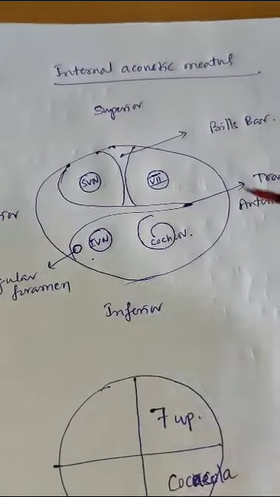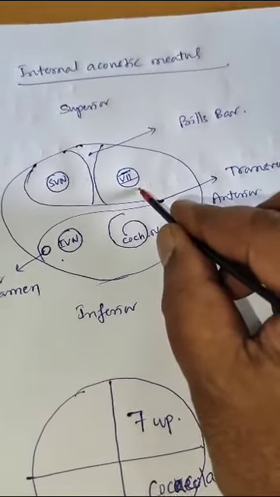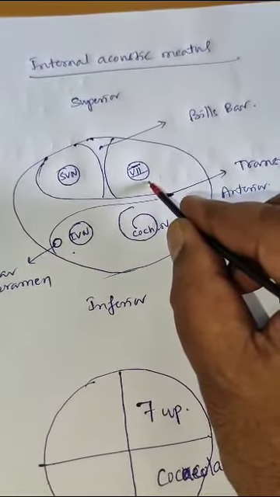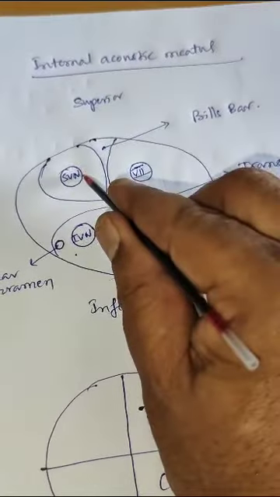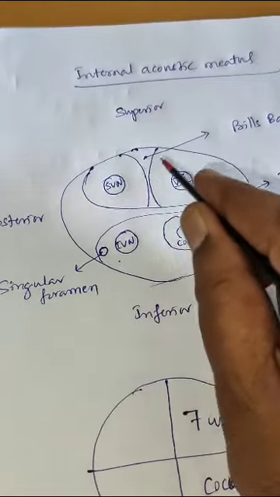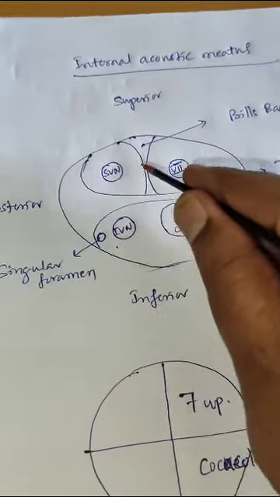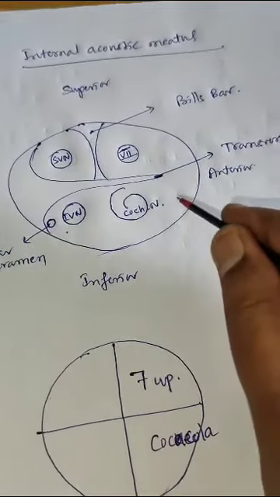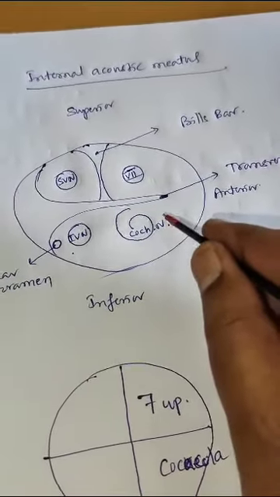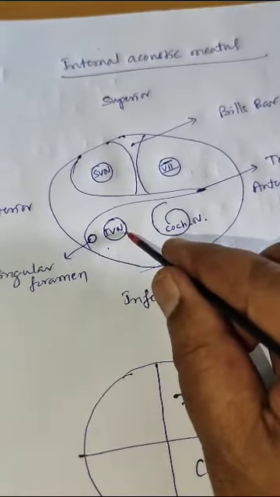Now the structures passing through the internal auditory meatus, this is the fundus of the internal auditory meatus. The structures in the anterior part of the superior compartment: we have the 7th cranial nerve. Behind that we have the superior vestibular nerve. So the superior compartment has the 7th cranial nerve anteriorly, superior vestibular nerve posteriorly. In the lower compartment, anteriorly there is the cochlear nerve, and posteriorly there is the inferior vestibular nerve.